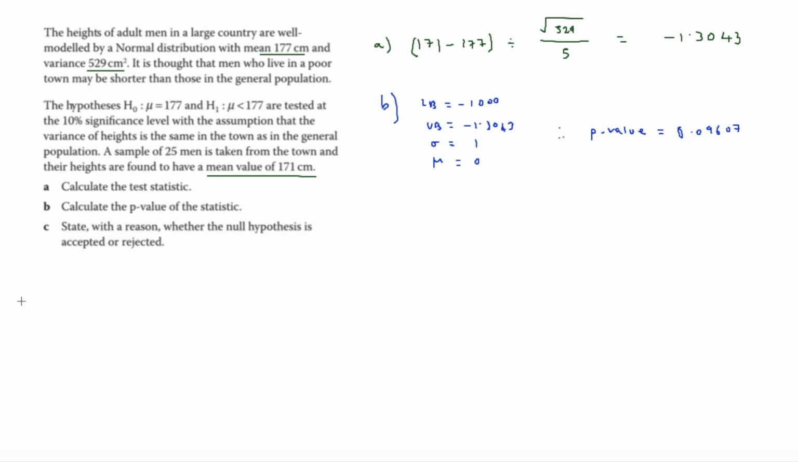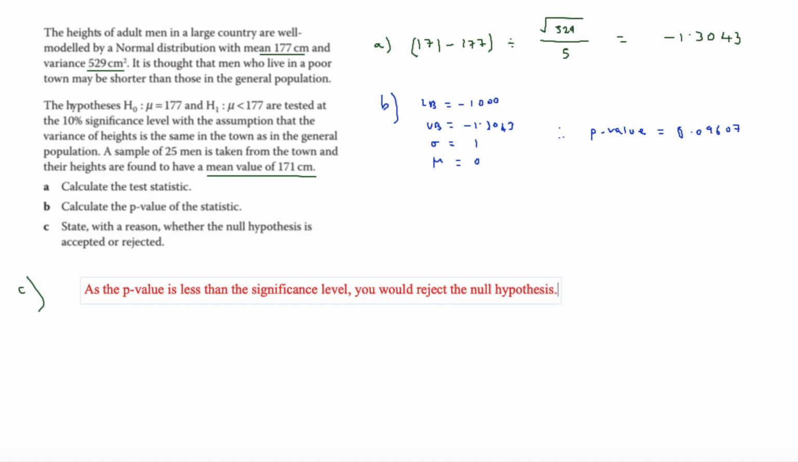So then in C, what we're going to have at the end here is to state with a reason whether the null hypothesis is accepted or rejected. In this case, the p-value is less than the significance level. This is because the significance level is 10%, that's 0.1, and this is 0.096. It's very close, but it is still less. It means that you would reject the null hypothesis. Therefore, the mean has changed from 177. In fact, it's now less than 177.